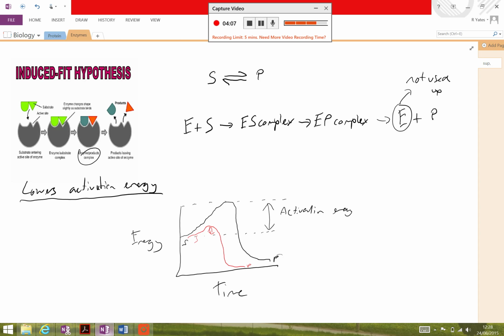So next video, what we're going to do is we're going to look at factors that will actually affect an enzyme reaction. Again, it doesn't change much from GCSE. You've got pH and temperature. So I'll have a look at that in the next video.